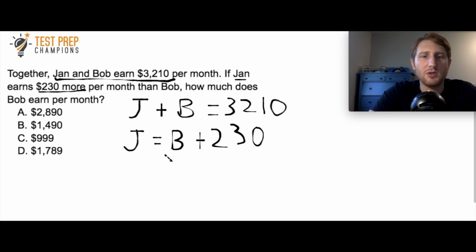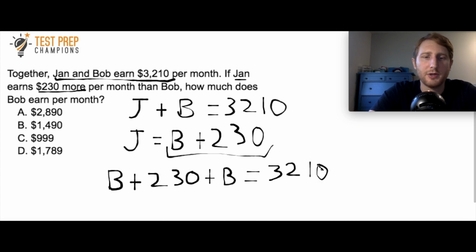And what I'm going to do is take the fact that I know that J equals B plus 230, and come back up here into my first equation and see where I have this J here. I'm going to replace this J with B plus 230. So let me do that now. I've got B plus 230 plus B equals 3,210.